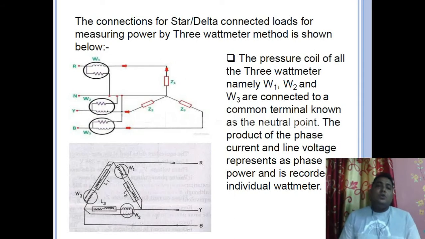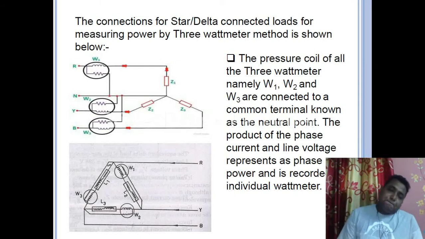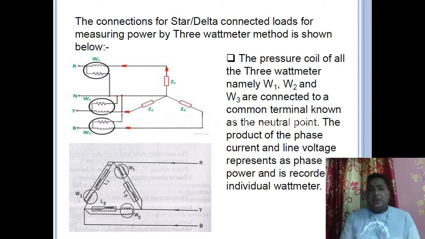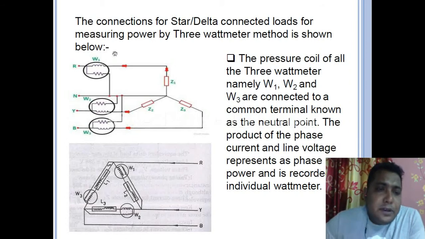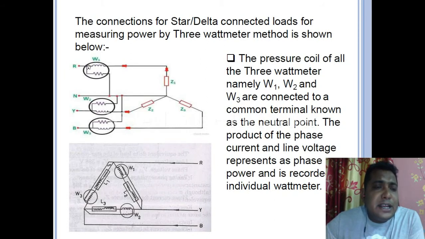The series coil is known as the current coil and this parallel coil is known as the voltage coil or pressure coil. In short, CC is the current coil, and PC is the pressure coil or voltage coil. Just carefully follow my pointer. In each phase, R, Y, B, the current coil is connected. And with each phase, the voltage coil is connected between its own phase and the neutral line.